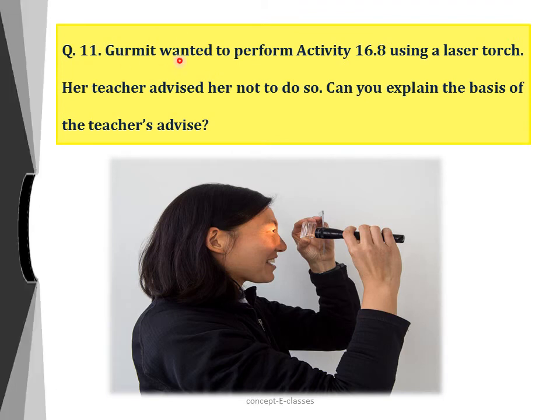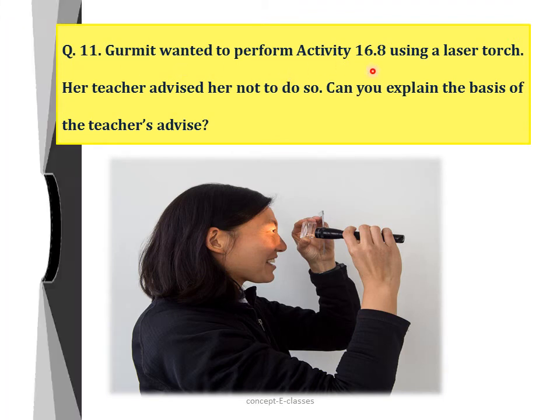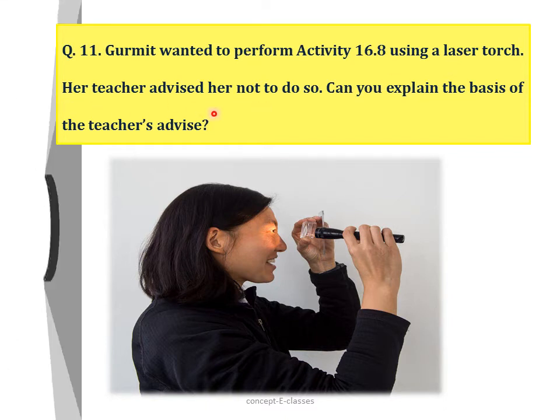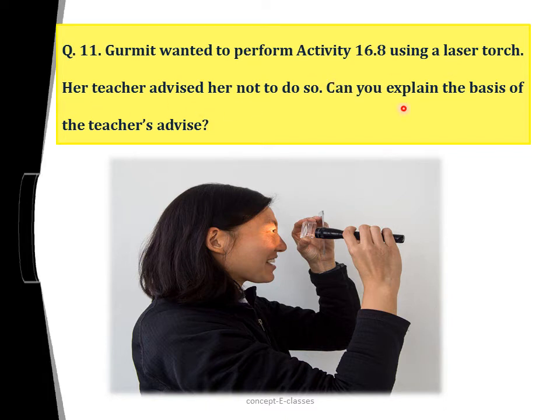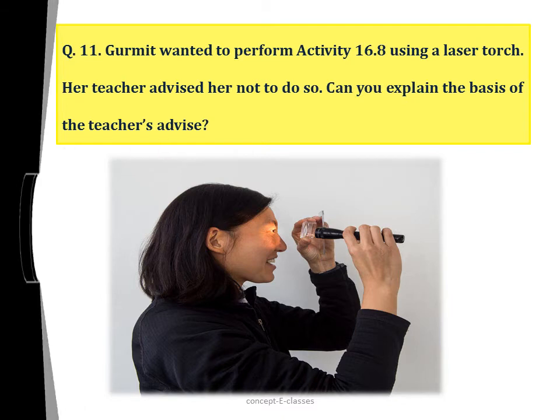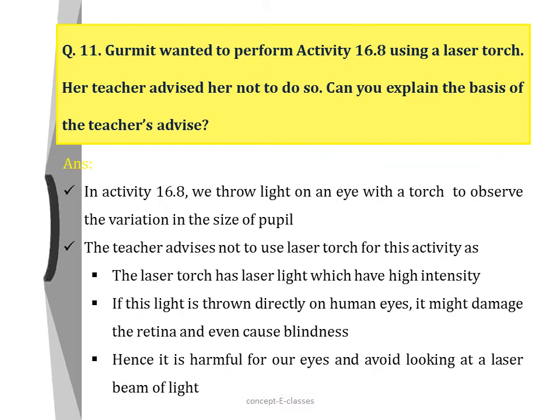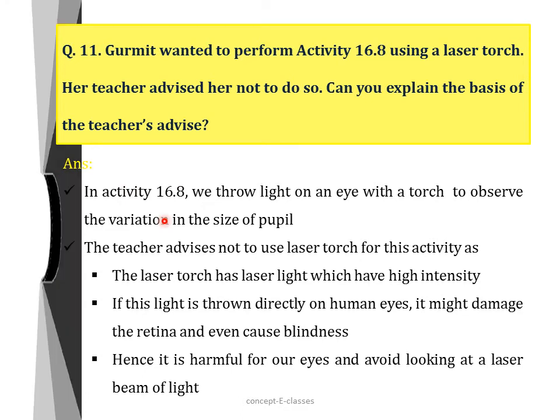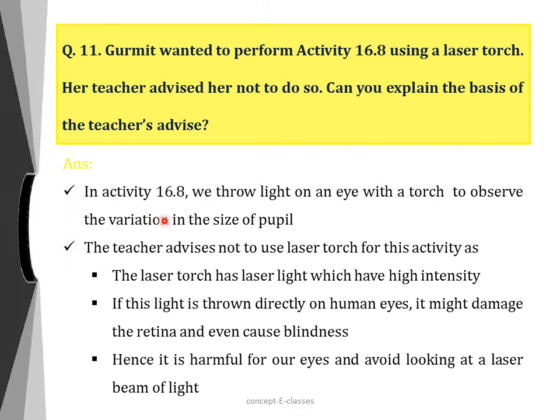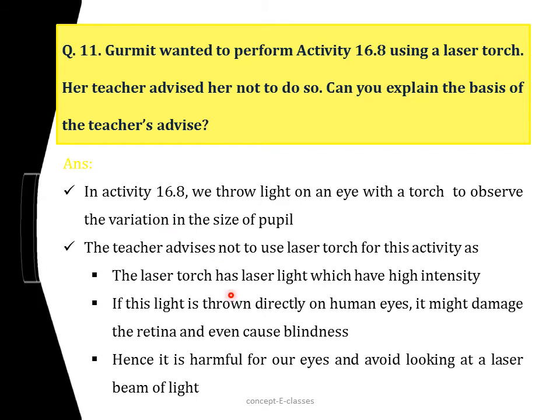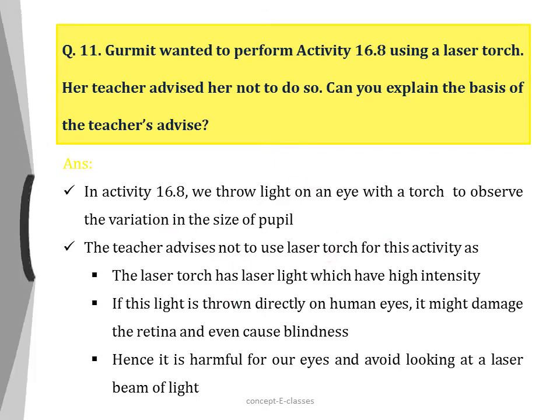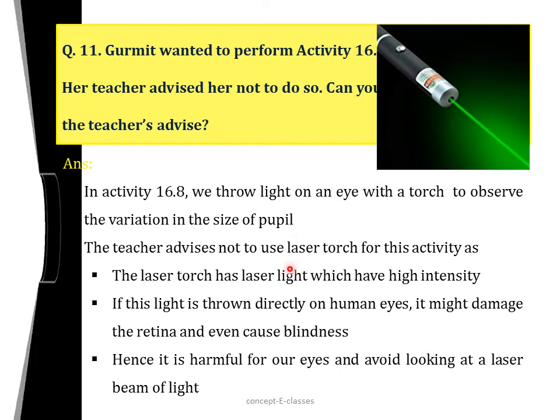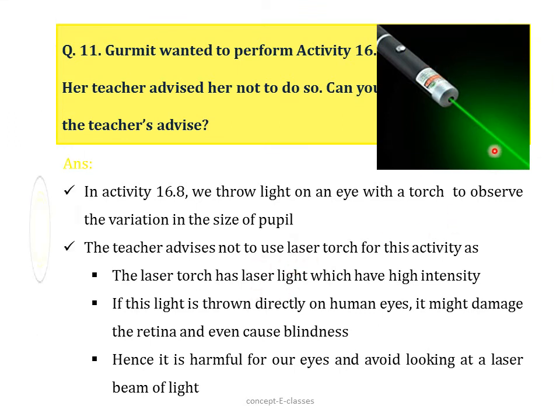Question number 11. Gurmit wanted to perform activity 16.8 using a laser torch. Her teacher advised her not to do so. Can you explain the basis of the teacher's advice? So in activity 16.8, we throw light on an eye with a torch to observe the variation in the size of the pupil. And the teacher advises not to use a laser torch for this activity because the laser torch has a laser light which has high intensity.